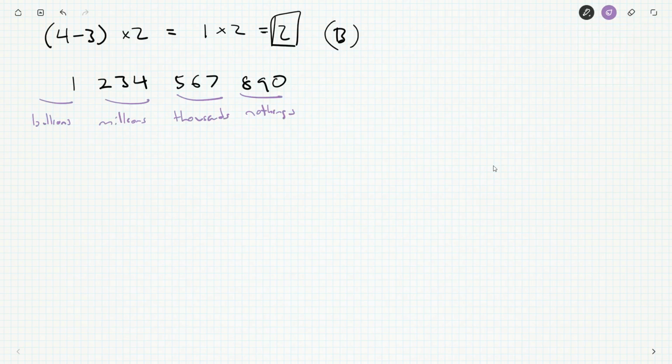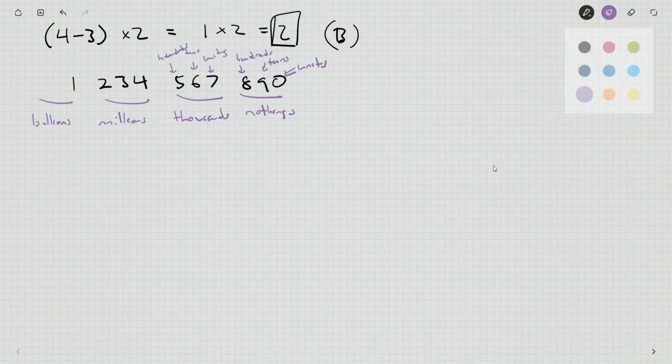Now, within a group of 3, we read again right to left: we have the units, the tens, and the hundreds. And that repeats in each group. It's the units in the thousands, the tens in the thousands, and the hundreds in the thousands. Units in the millions, tens in the millions, hundreds in the millions.